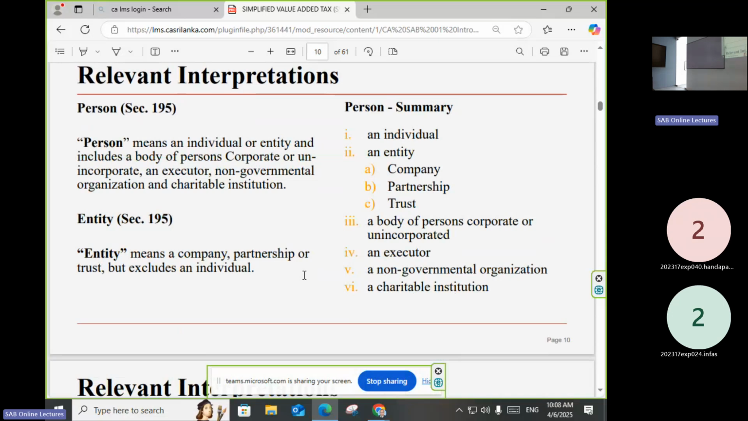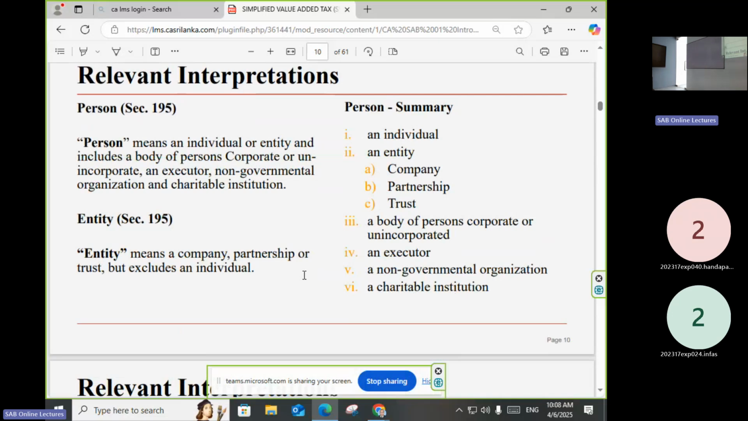So remember, in a definition or interpretation, there are two types: one called inclusive, the other called exclusive. Inclusive includes one, two, three and similar items. Exclusive is where it says means, and there it says including. So both definitions are there.